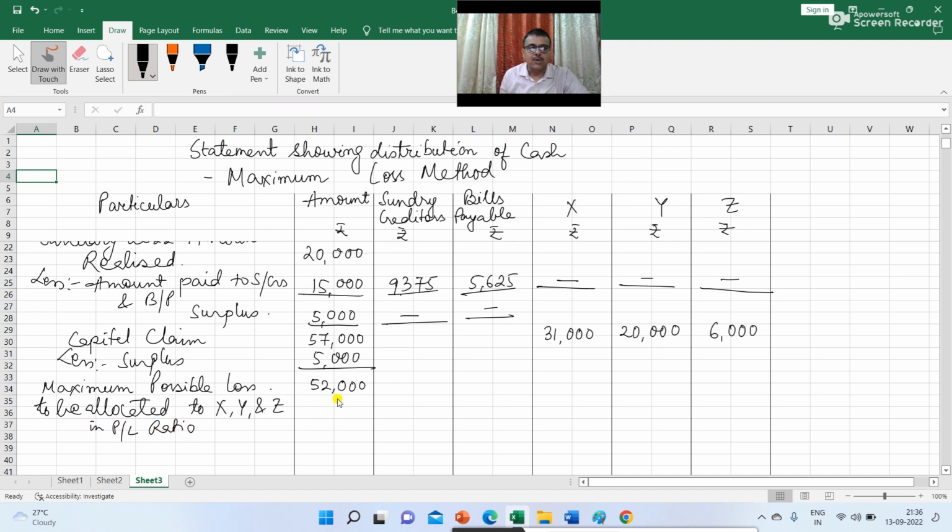So this 52,000 is allocated in 3:2:1, which is the PL ratio. So 26,000 is the amount of loss for X, 17,333 is the loss of Y, and 8,667 is the loss of Z.